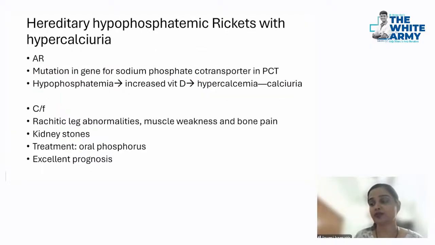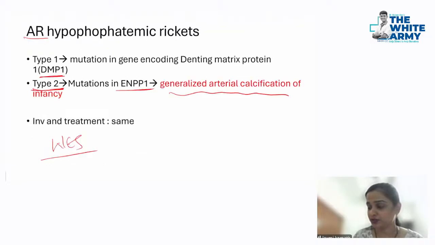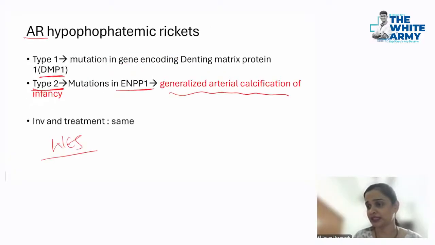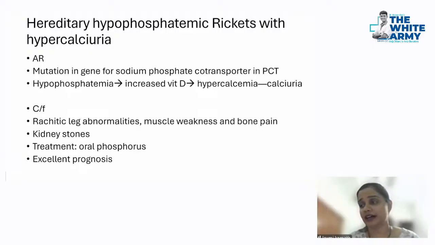Okay, now coming to this separate entity, that is hereditary hypophosphatemic rickets. But you saw in the previous slide, our calcium was either normal or it will be low. But here, although it is a hypophosphatemia picture, calcium, instead of being normal, is high. So high that it causes hypercalciuria. So why is this happening? Because here, this is also autosomal recessive.